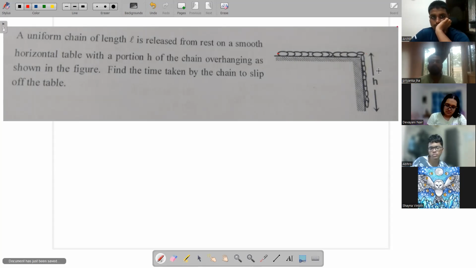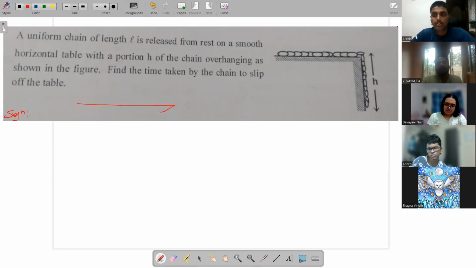So do one thing. See, at any moment, since this is uniform, we can integrate a part of it. So consider at any moment some part of this chain has come down, slipped. Suppose x is the length hanging at any time t. So some part of this chain has slipped. The total length is L, so the length of the chain still on the table is L minus x, right?